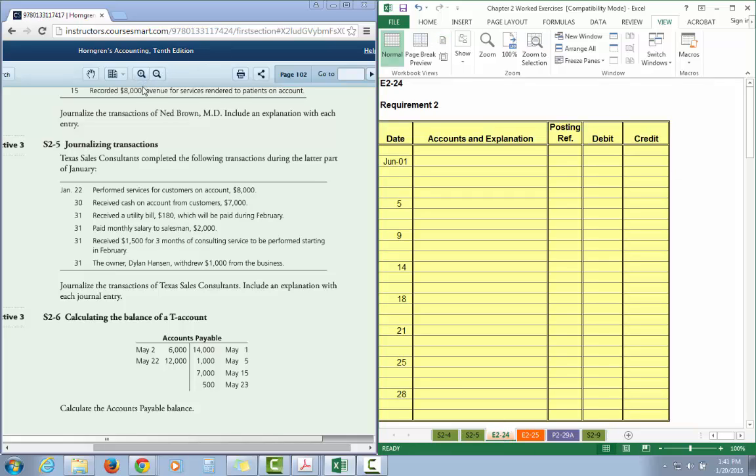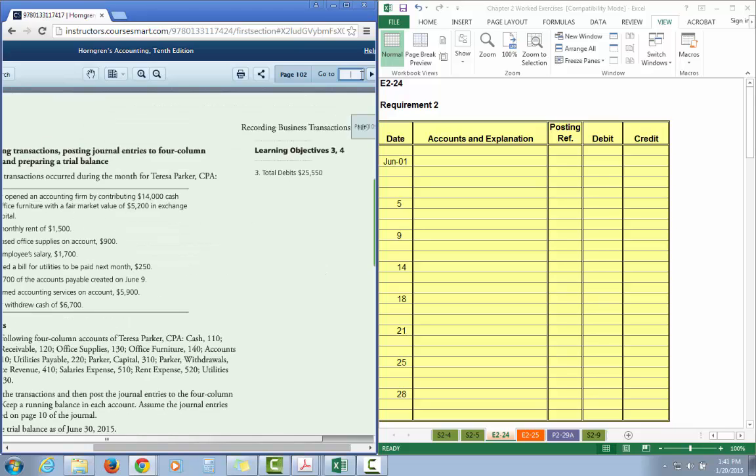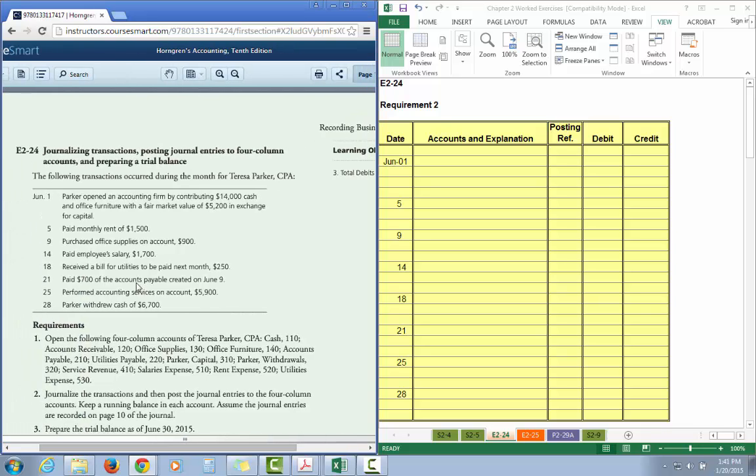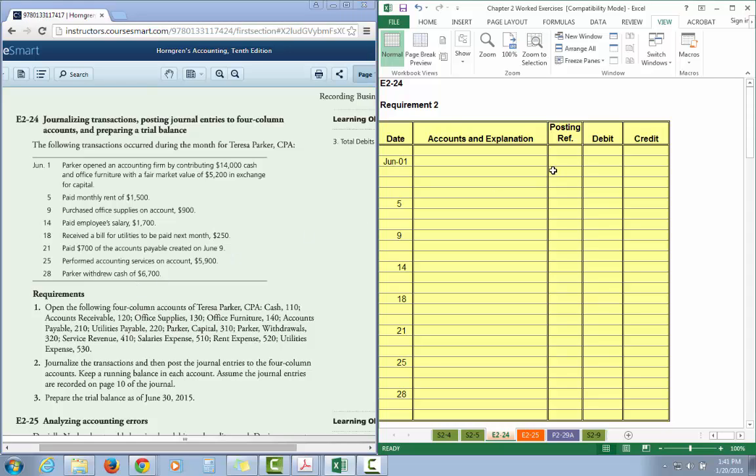Now we're going to do exercise 2-24, and this is on page 109 of your text. So we're going to go to page 109 and look at exercise 24. Here we're going to do some more practice with journal entries and actually posting them to the T accounts.